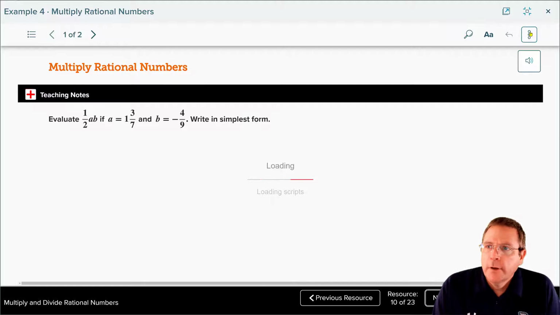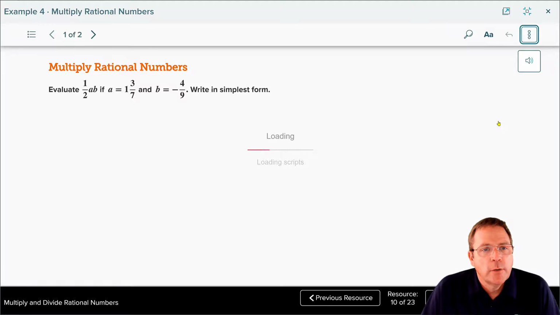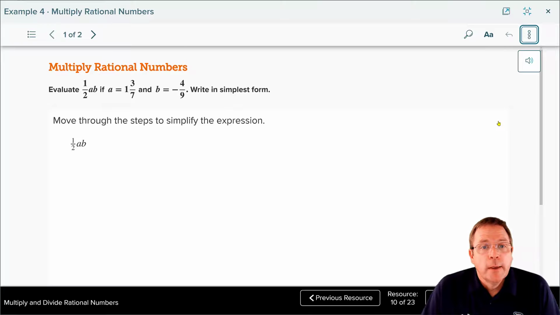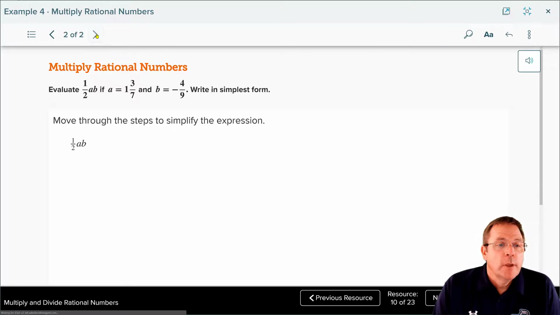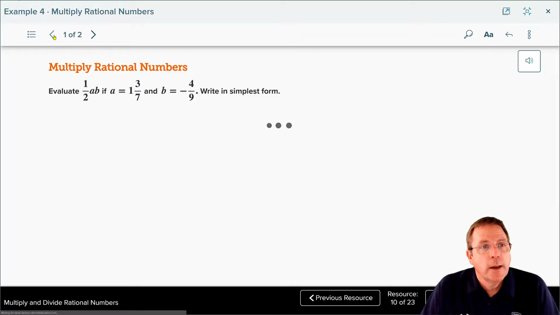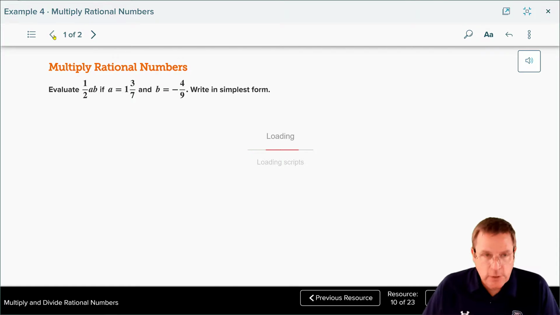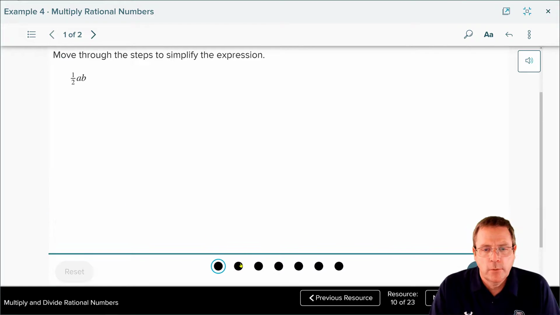Evaluate 1/2 times A times B if A is equal to 1 3/7 and B is equal to a negative 4 over 9. Write in simplest terms. Everything is given to us as a fraction or a mixed number, so we don't even have to worry about using decimals on this one. We're just going to go straight into working the problem, substituting in the values for A and B. I just realized they want y'all to actually work this one on your own, maybe. Or scroll down. Oh, there it is.